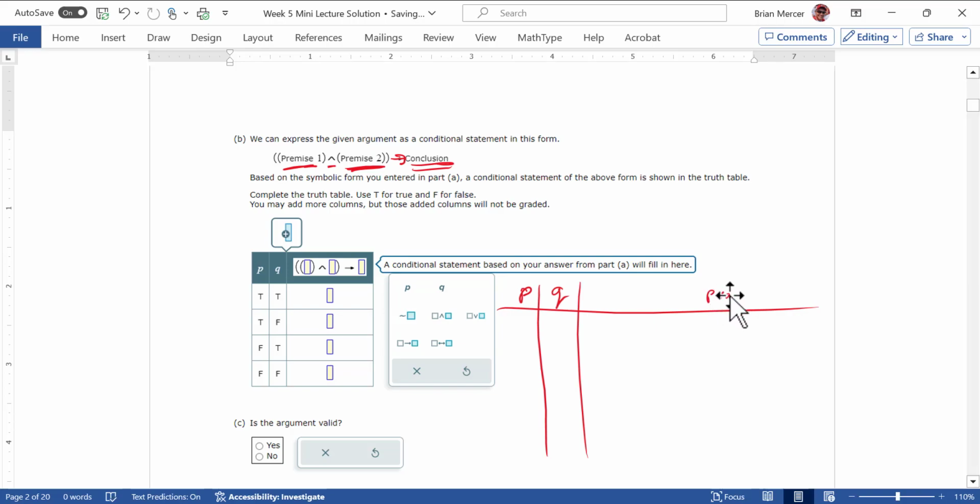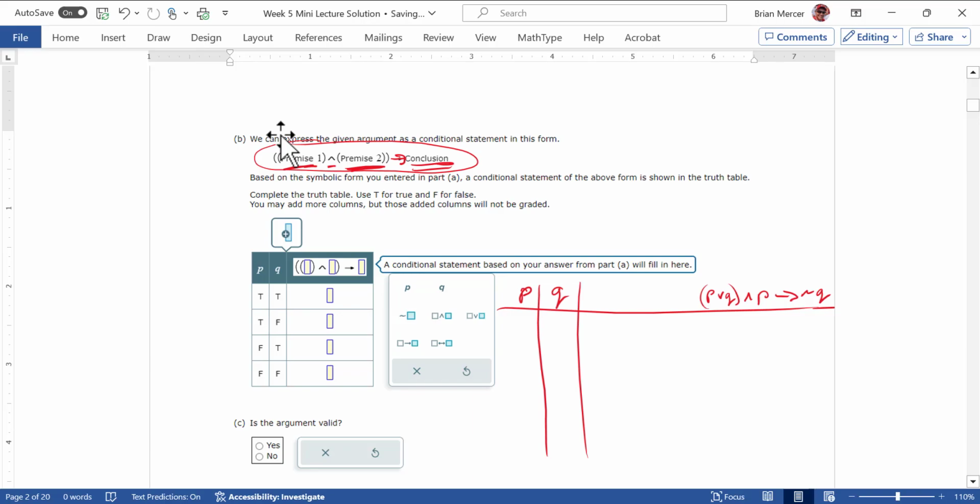And then I'll write this conditional statement: P or Q and P, looking back, then implies not Q. So that would be the rewriting of this. So there was premise 1, P or Q, and then premise 2 was P, and then those two together implies the negation of Q. So that was writing the argument in this form.